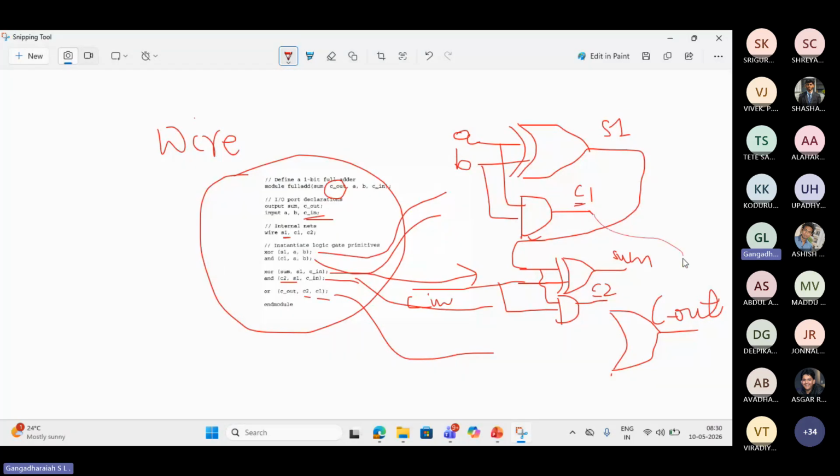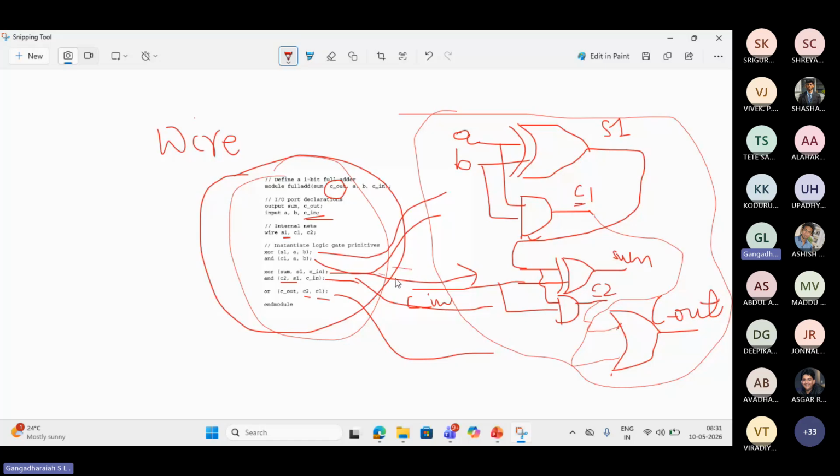So see, this is one of the input C1 and another input is C2. This is C2. So this is called the gate level netlist of this module.